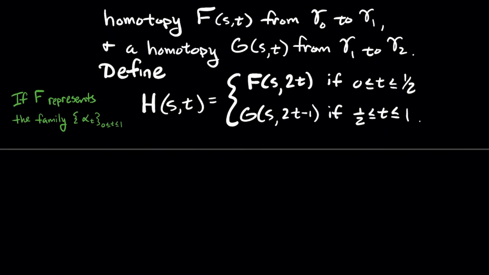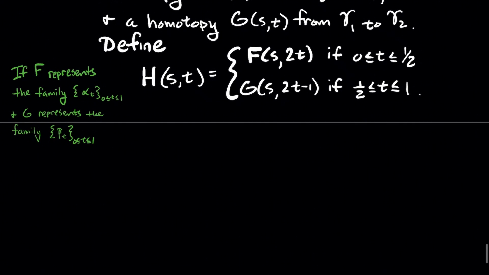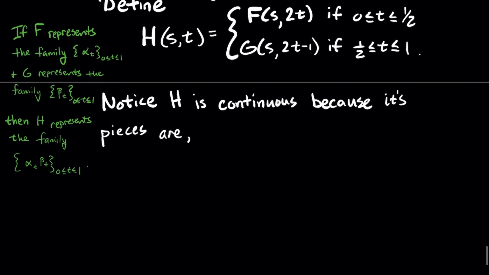And just over to the side, if F corresponds to a family of curves alpha t, goodness, my Greek letters, alpha t that start at gamma naught and end at gamma 1, and if G represents the family of curves beta t that start at gamma 1 and end at gamma 2, then what is this H doing? This H is just the family that represents the path product of each alpha t with each beta t. So that's how you should think about what H is, in case the other way I said it doesn't make sense.